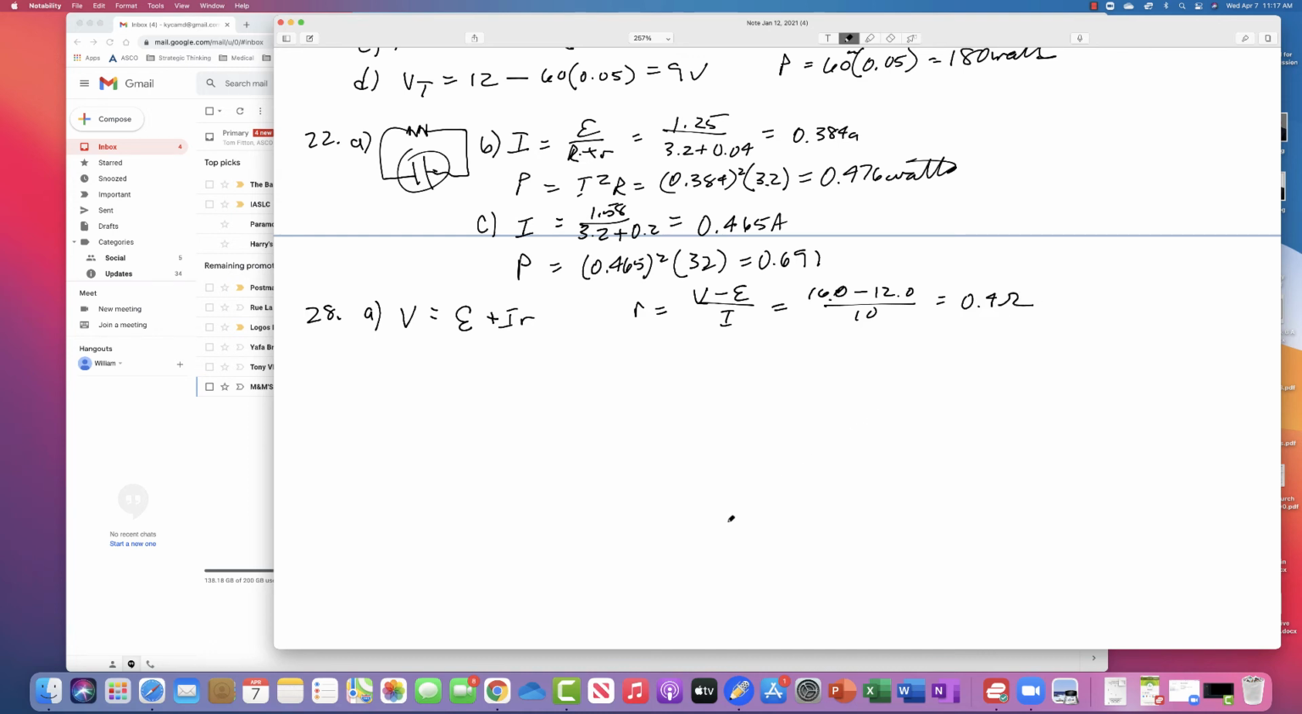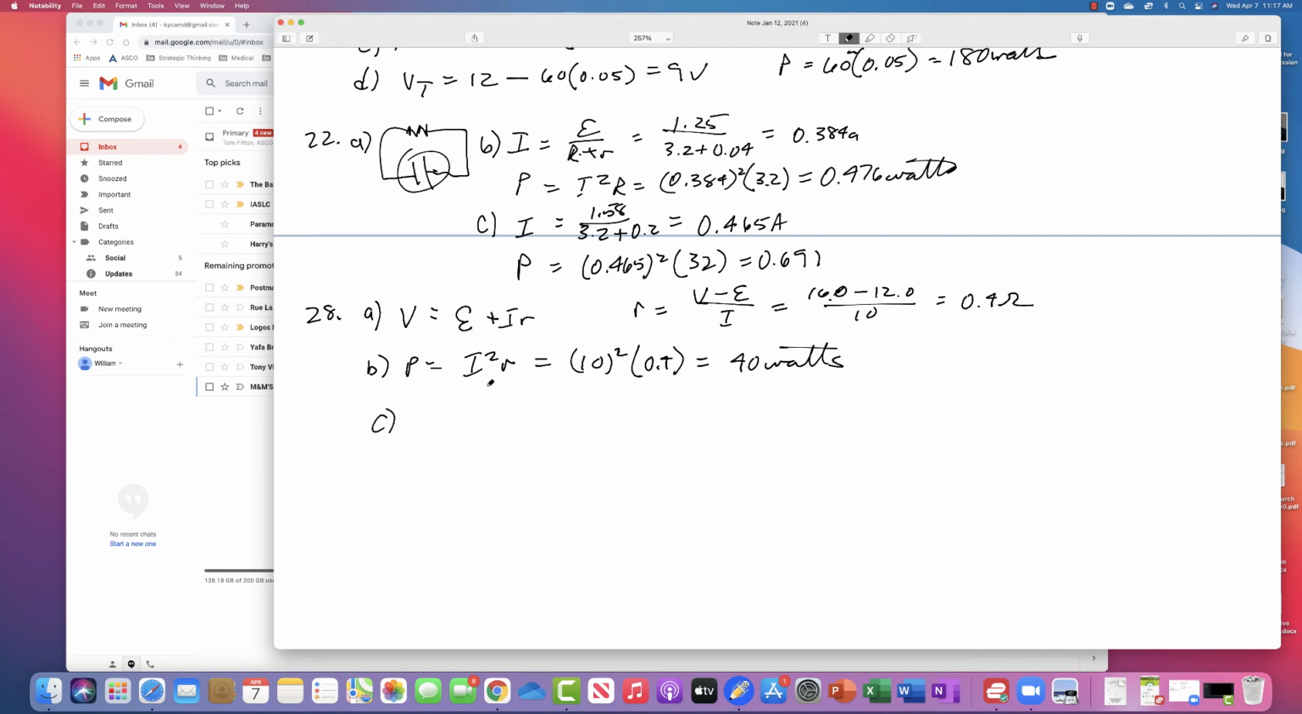Number 28b states, what is the power dissipated inside the battery? All right, the power inside the battery dissipated is going to equal I squared R, which is equal to 10 squared times 0.4. So that's going to be equal to 40 watts. That's 10 squared is 100 times 0.4 is 40.